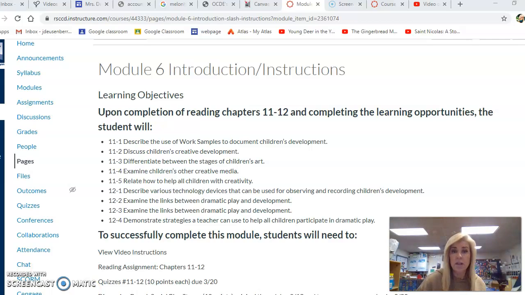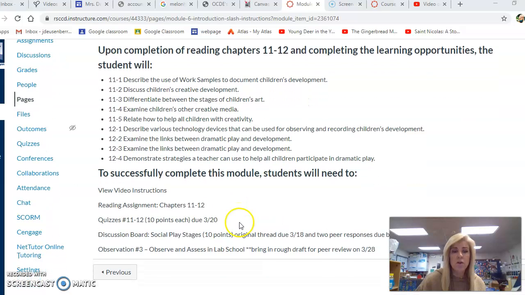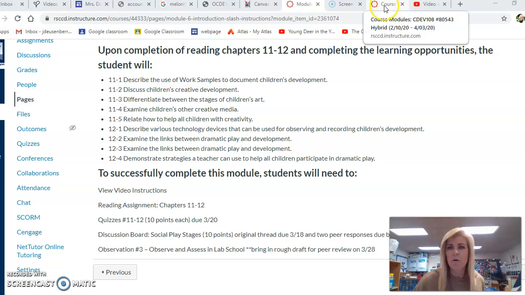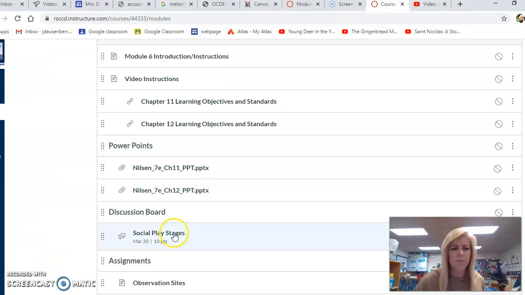So once you get done reading chapter 11 and 12, you want to take your quizzes. They're both 10 points each, and both are due by the 20th. Your discussion board this week is social play stages, which we went over just a little bit. The first thread, your original thread, is due the 18th with 2 peer responses by the 20th. I want to go over that with you real quick.